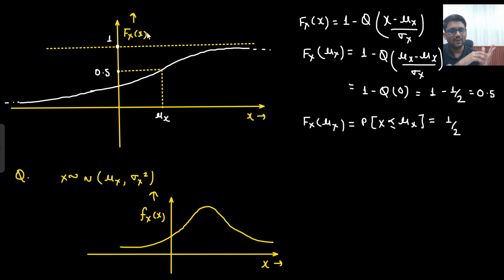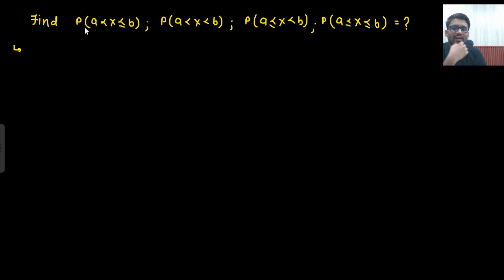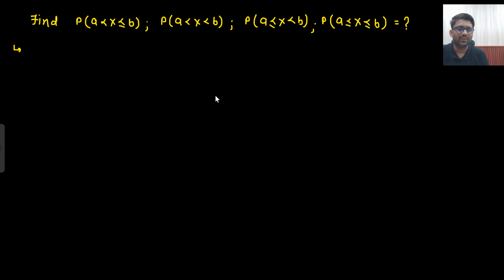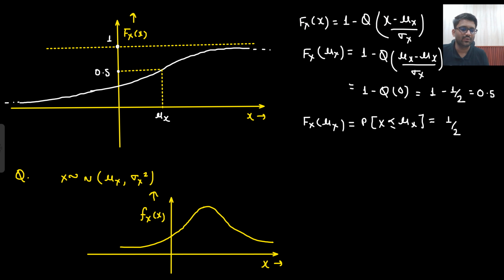Okay. So now there is a question that a random variable x is given having mean and variance of this. What you need to find is the probability of the random variable x taking value between a to b. Random variable x is given having mean mu x and variance sigma x square. You need to find the answer of all these four. So do it on your own. I will take a break and then I will come back.